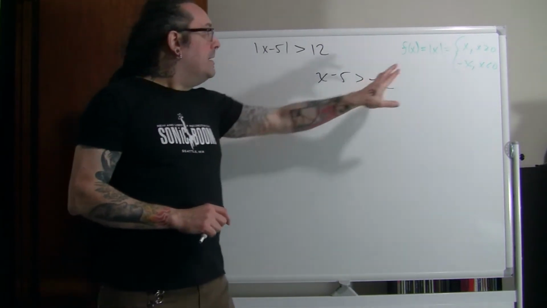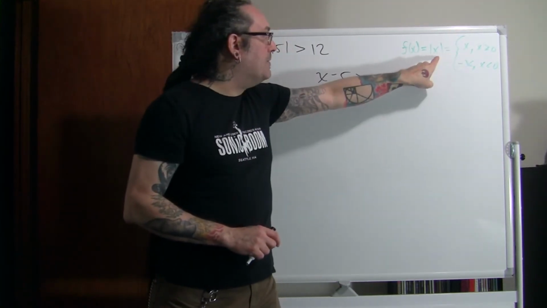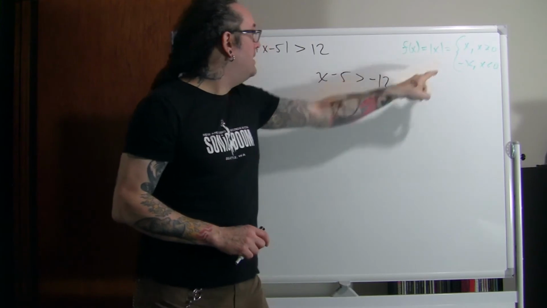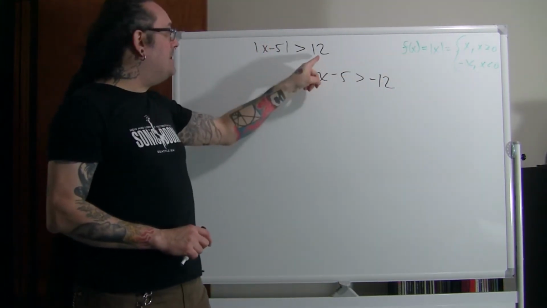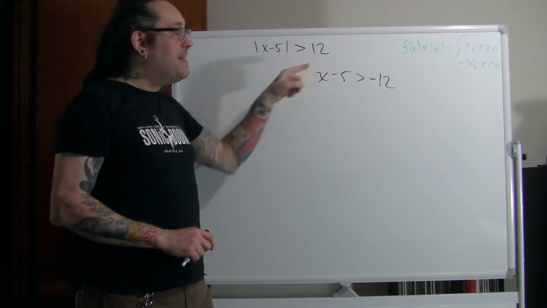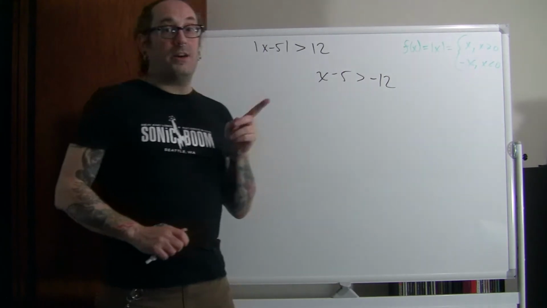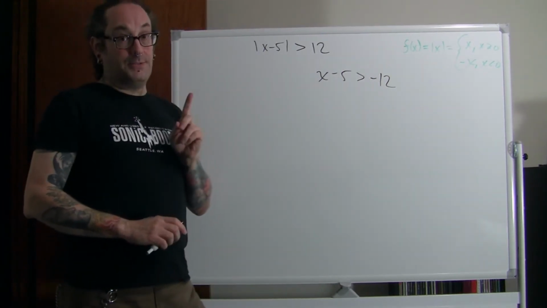But here, this is telling me to do some sort of operation on the thing that I'm given in the absolute value bars. I didn't do that here. I did some sort of operation on the thing that's not in the absolute value bars. So I'm actually not taking advantage of the definition of absolute value of x. And this is where the problem is.